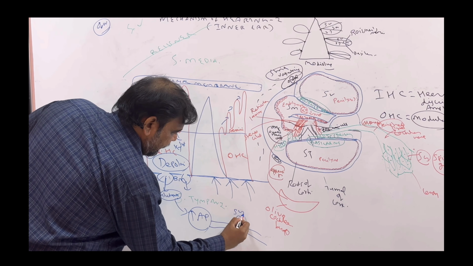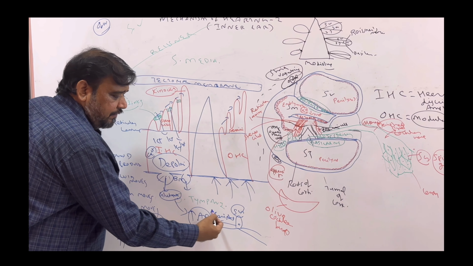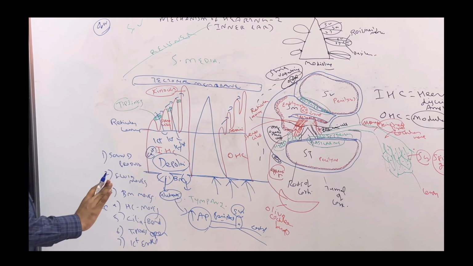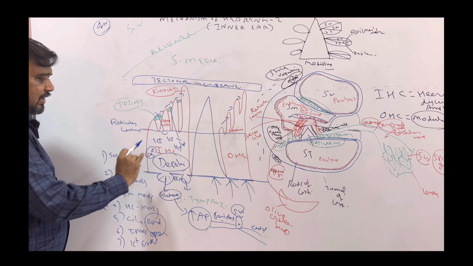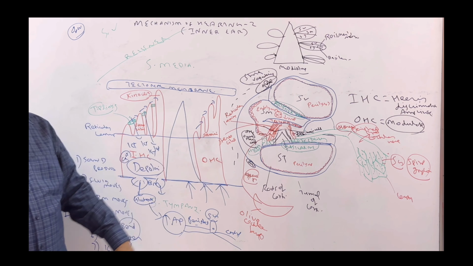So this is the spiral ganglia, which I already explained. I am telling in detail now. This is the peripheral process of the spiral ganglia. This is the central process of the spiral ganglia. So I have explained about the inner hair cell. Now coming to the outer hair cell.